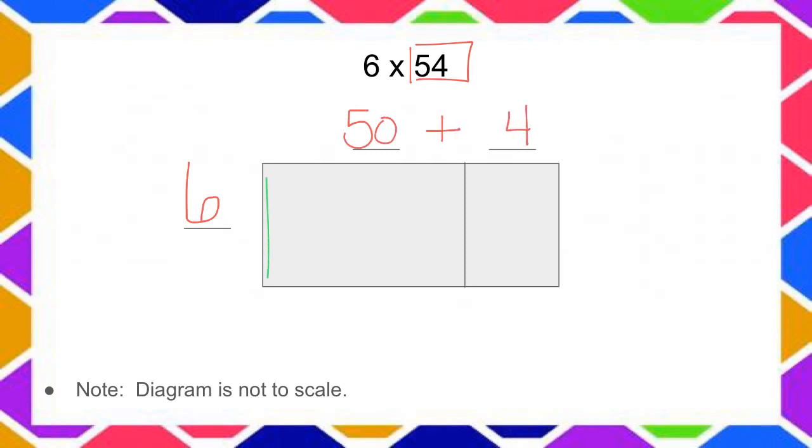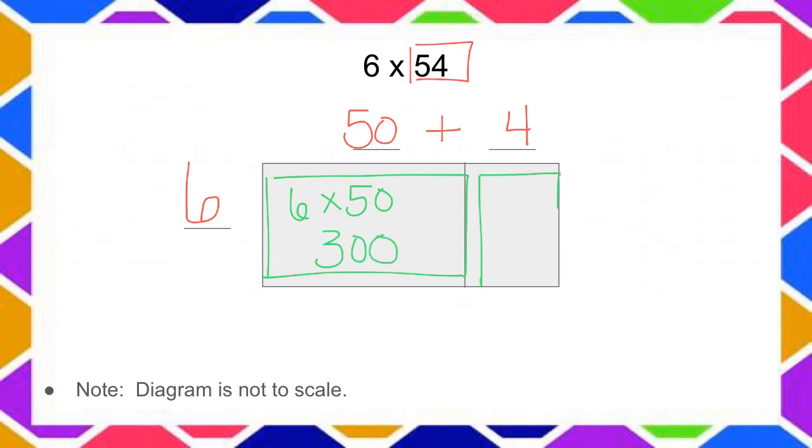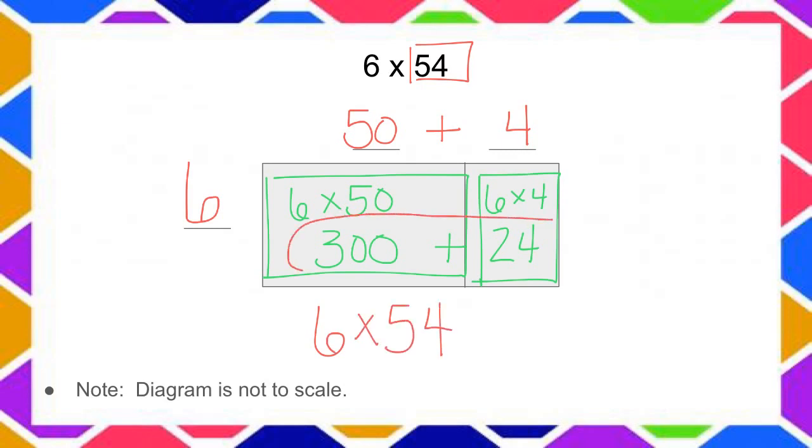This box, 6 times 50, which is 300. This box, 6 times 4, which is 24. I'm going to put those together. So I think my answer to 6 times 54 is these two together, 324.